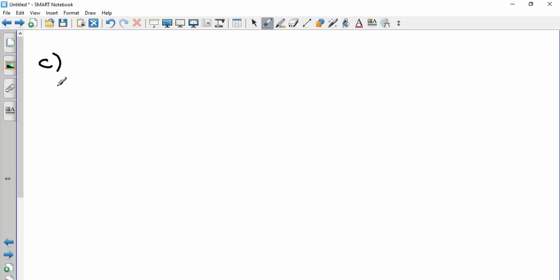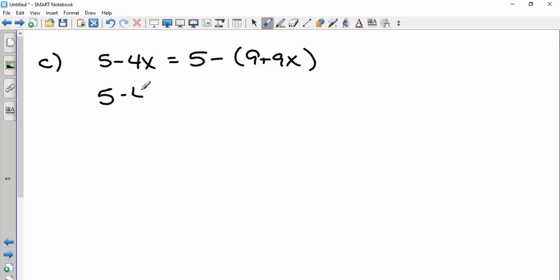Okay, let's say I gave you this one. What would we do? Distribute it into one. Hold on, I wrote this problem down wrong. I meant for that to be a 5x right there. I apologize.